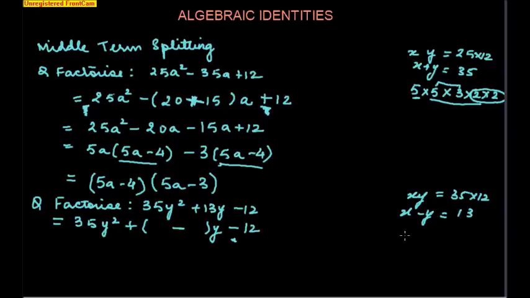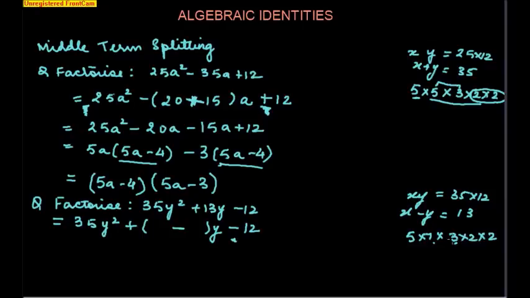Now let us see the factorization of 35. It is 5 into 7, and of 12 is 3 into 2 into 2. Let us do the grouping. You get 7 into 3, 21, and 5 into 4, 20. 20 and 21 when subtracted does not give you 13. Let's see again. 3 into 2, 6. 6 into 5, 30. And 7 into 2, 14. If you see, 30 and 14 again will not give me 13.